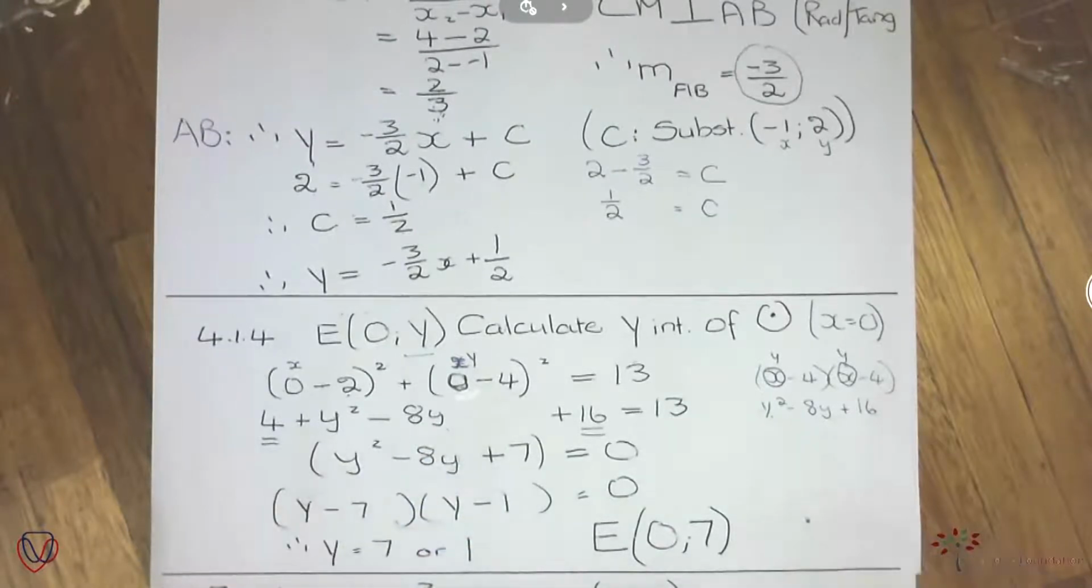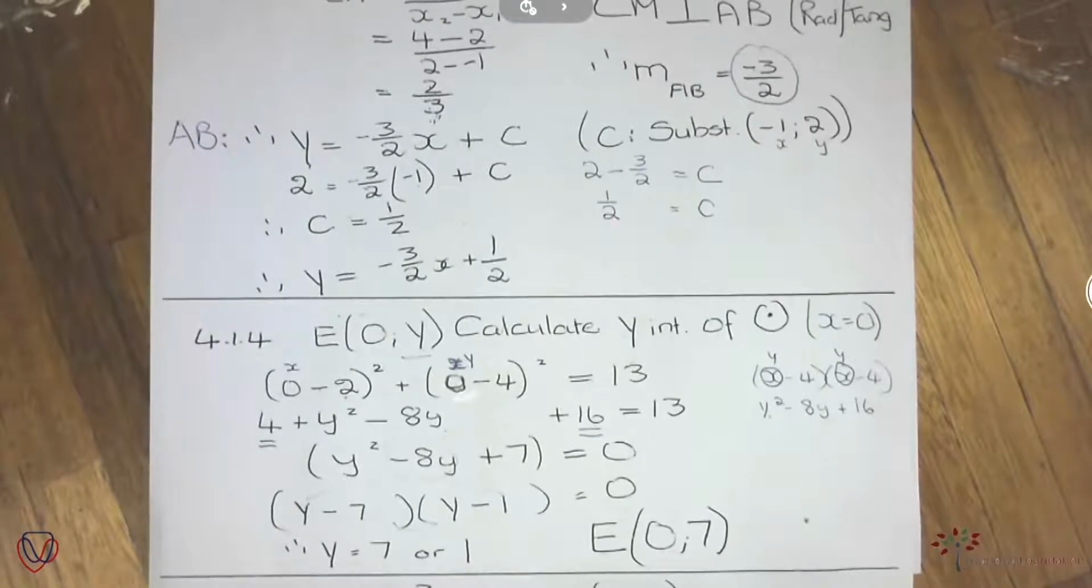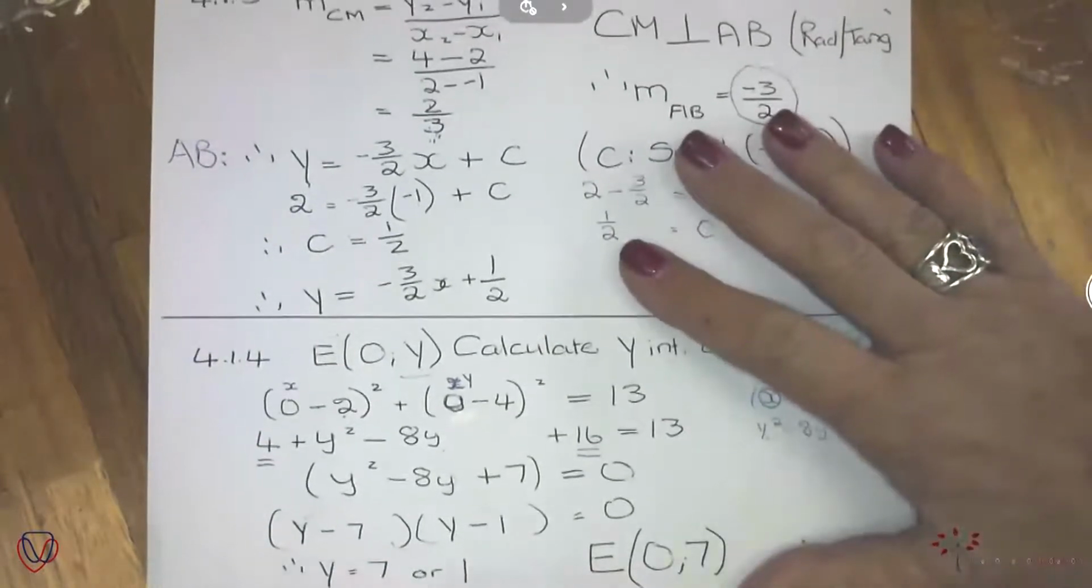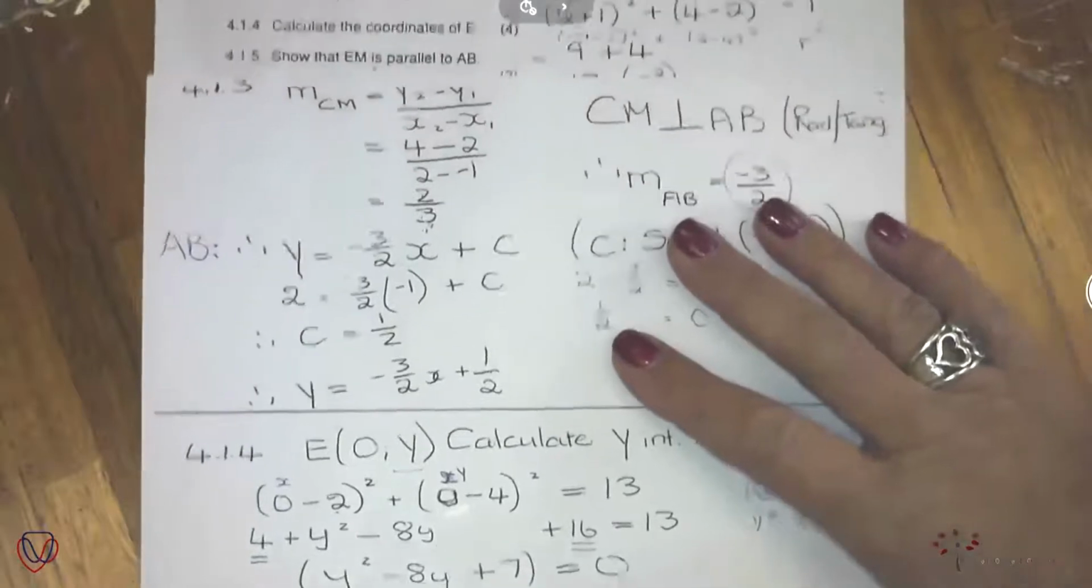Okay, right. So the coordinates of E, let's have a look on the sketch again. We got two values for y. Y is 1 or 7. Can we have a look?